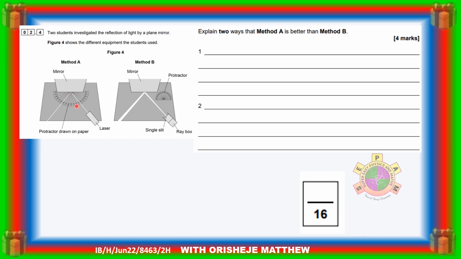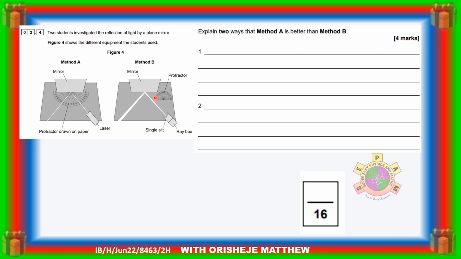If you look at method A, the line is thin. The laser light that is used here is thin, so you can easily measure the angle. And here the protractor is well positioned. The protractor is attached to the instrument, so it's easier for you to avoid error, and you can easily mark the incident ray and the reflected ray.